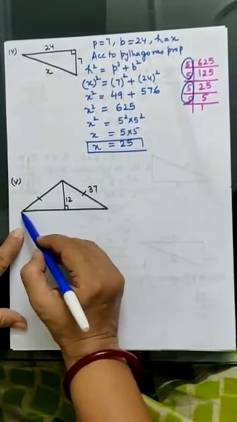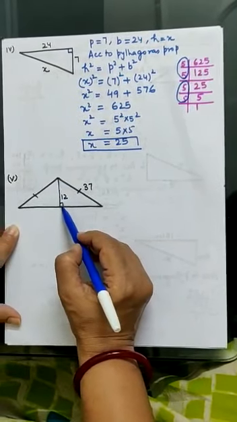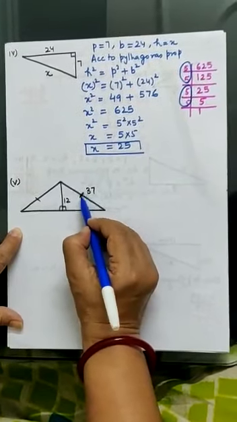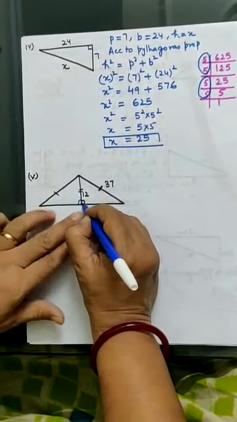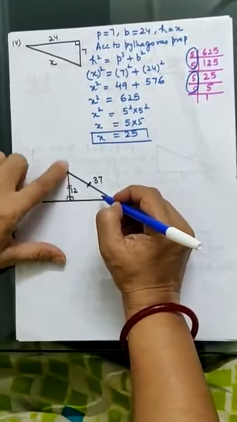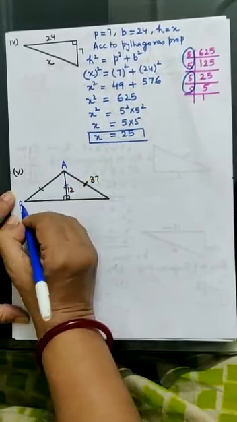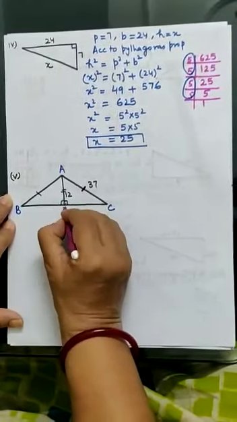Now we come to the fifth part. In this, it is given that it's an isosceles triangle and this is perpendicular. The angle formed here is 90 degree. And this is given 37, this is given 12. Now this is right angle, so side opposite to it will be hypotenuse. This will be perpendicular and this will be base. So let us name this triangle as ABC.